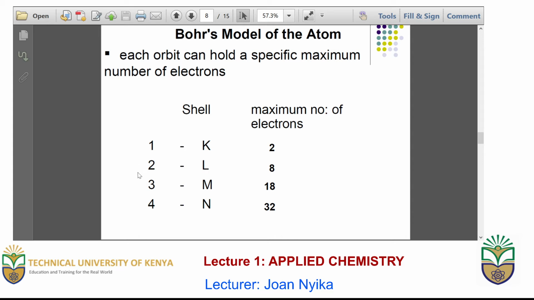Next is the second shell, which we call the L shell and can only occupy a maximum of 8 electrons. Thirdly, we have the M shell that can occupy 18 electrons. The other shell is the fourth one, which is known as the N shell and can occupy 32 electrons. Usually, we fill the K before the L, and the L before the M and N. That is according to Bohr's model of an atom.